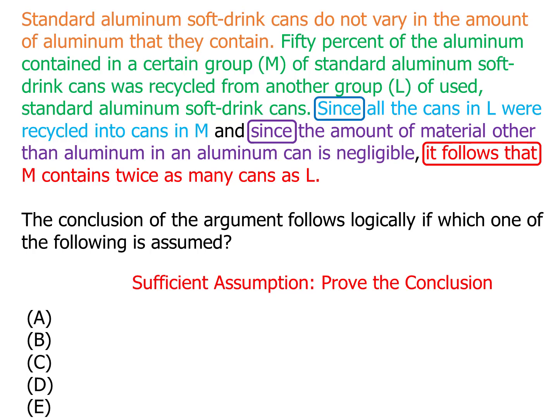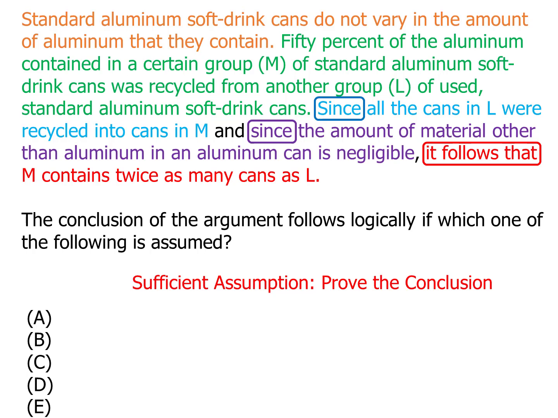The only real question I would have here is about the recycling process. All the cans in L were recycled into cans in M, but when you recycle aluminum, do you get all of the aluminum? If it takes 2 cans worth of aluminum when you run it through the recycling process because of washing and melting, I don't know all the things they do, but if it takes 2 to make 1, then maybe M isn't twice as big as L. Sure, half of M's material comes from the recycled material from L, but that doesn't mean that it comes from the original material from L.